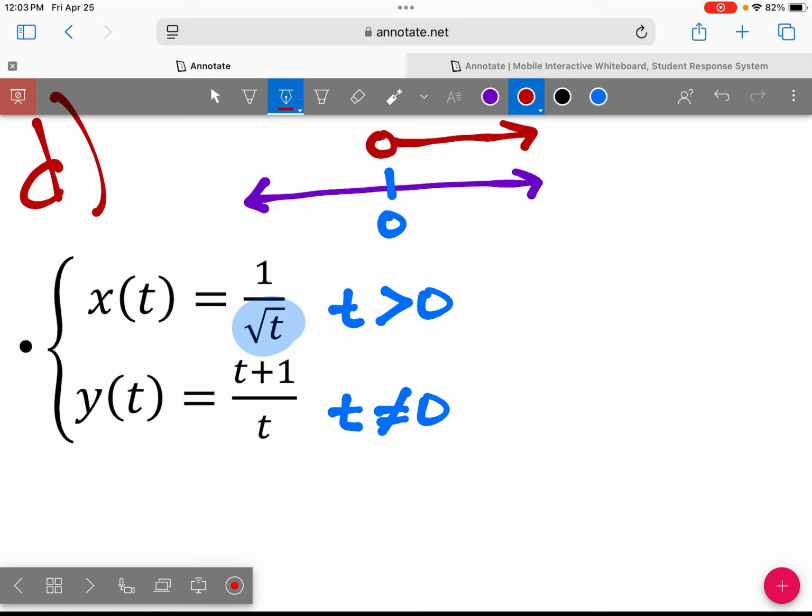Yes. What made you know that t couldn't equal 0 for the y equation? So do you have a t in the denominator? So the denominator cannot equal 0. Like if you pick up your calculator and you say 5 divided by 0, it's going to tell you that you can't do it. It's impossible. Nobody can do that. Can't be done. So that's how I knew that.